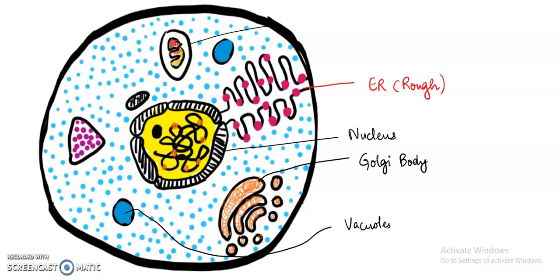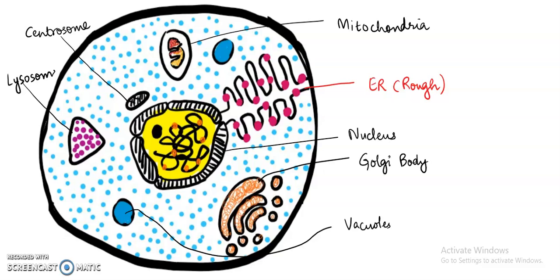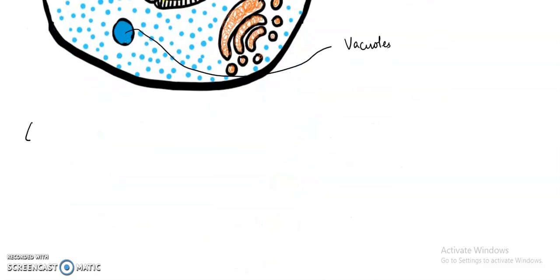Okay, this sausage shaped structure is mitochondria. This is centrosome, and this big triangular structure containing enzymes is lysosome, right? These are the organelles, and we will be studying each cell organelle in detail in the upcoming videos. So in this video, we have talked about cytoplasm and various cell organelles.